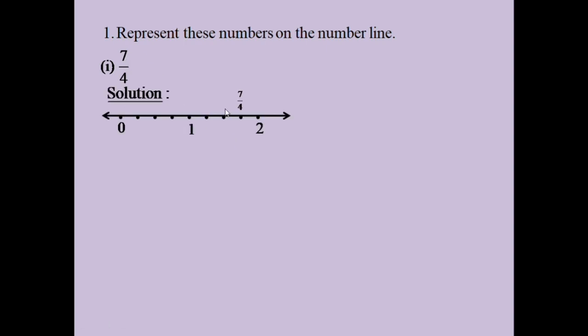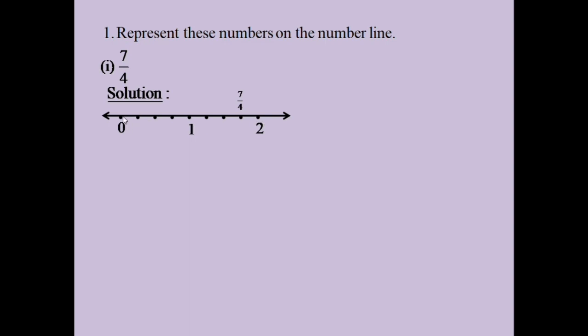While representing on the number line, we must consider the denominator of the rational number, which is 4. Here the denominator is 4, so we divide every number into 4 equal parts. Likewise, from 0, this is a positive value, so I have written towards the right side of 0 and divided every number into 4 equal parts.